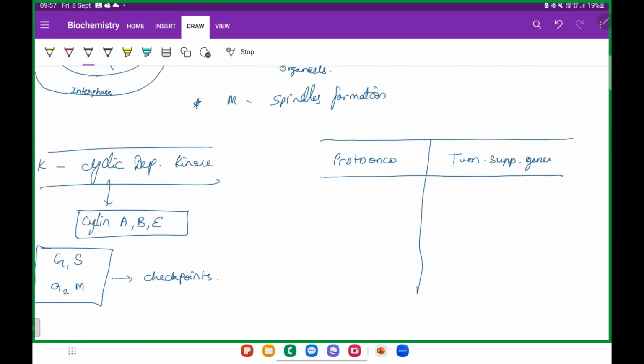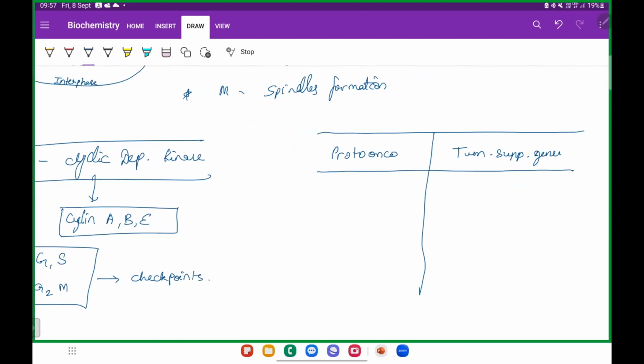What is a proto-oncogene? A proto-oncogene is something that can have a gain of function mutation. When the proto-oncogene has a gain of function mutation because of some X-rays, ultraviolet rays, or radiation, it forms an oncogene, and this oncogene forms an oncoprotein, and this oncoprotein is going to cause cancer. Similarly, you have your tumor suppressor gene. When this tumor suppressor gene attains a loss of function mutation, this leads to cancer.